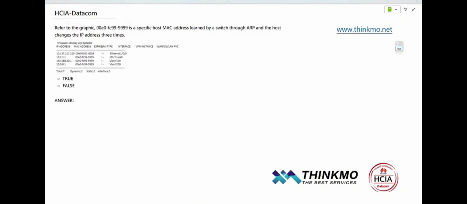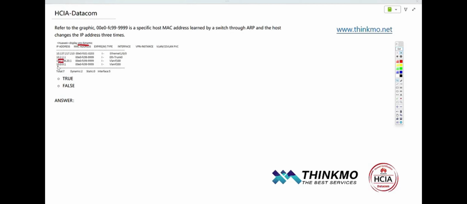For the fourth question, we can see a MAC address here. It says that this is the MAC address used to identify the host, and that it was obtained by a switch through ARP. It also claims that the host will change its IP address 3 times during this process, but in fact, that's not the case. Here we've dynamically learned ARP. ARP is used to represent the relationship between our interface and the MAC address.